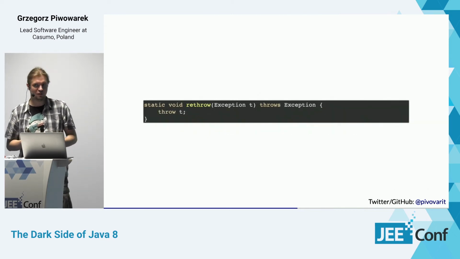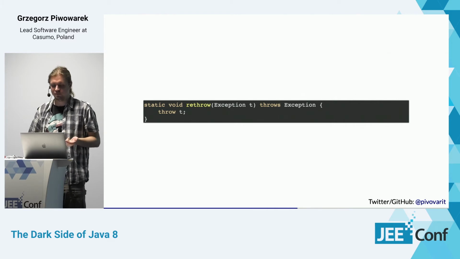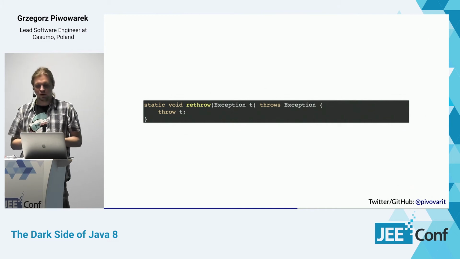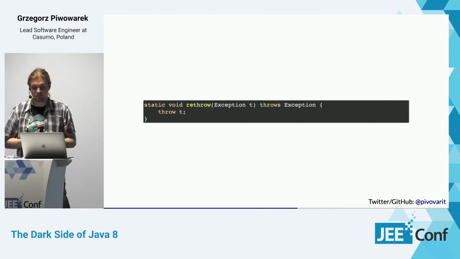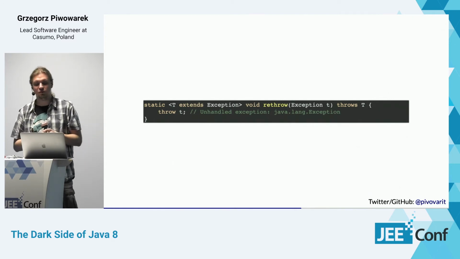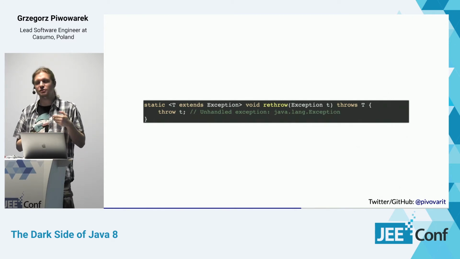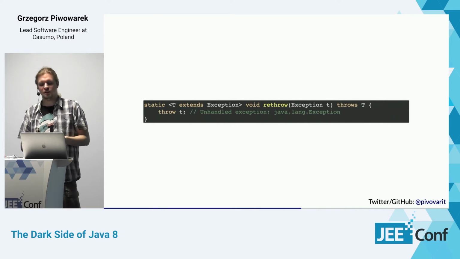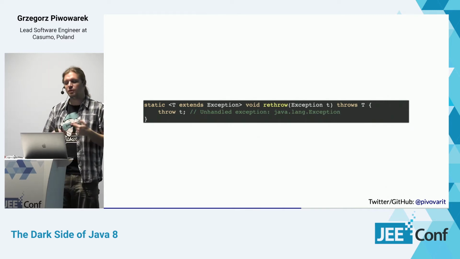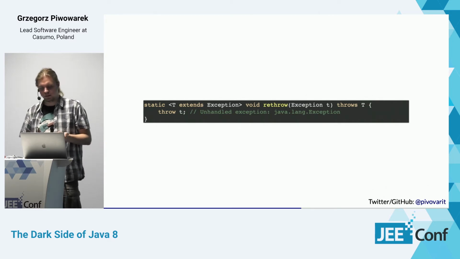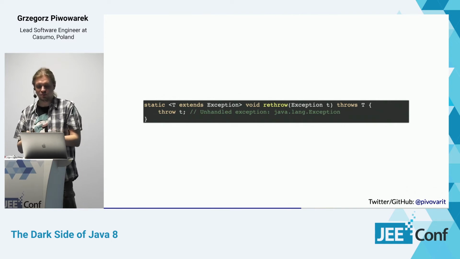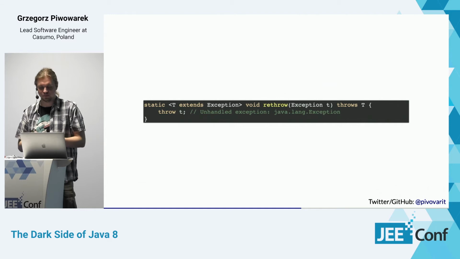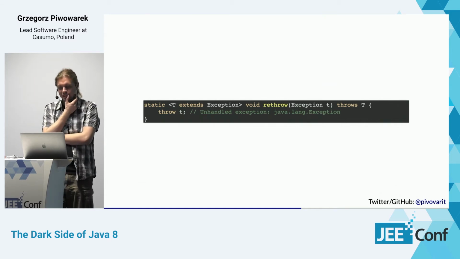So let's implement a very small method called rethrow. We take an exception and we throw it, okay? No magic there. Let's try to make it a generic one. So now we have a static method generified using T that extends Exception, and we rethrow it. Well, it doesn't work. Not good, because in this case we know that the exception is a checked exception type, and it needs to be handled. And the types don't really match.